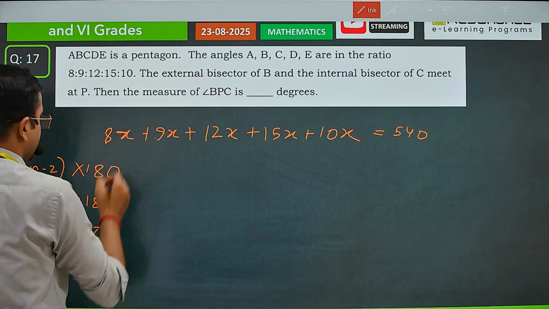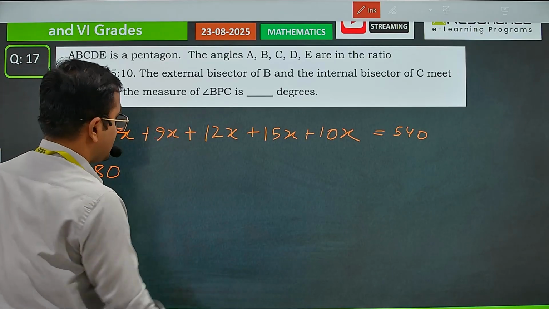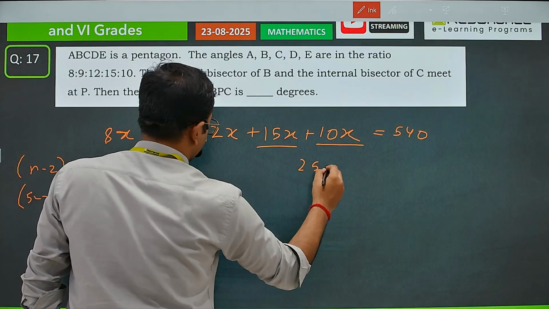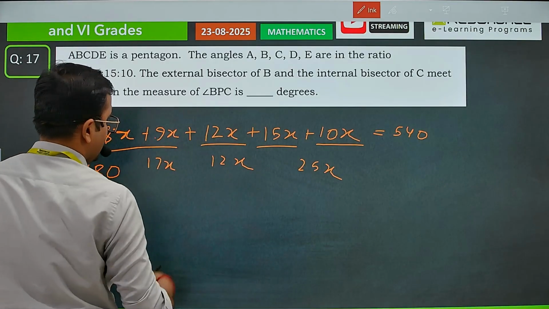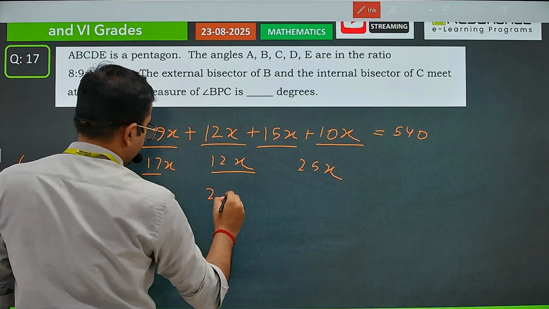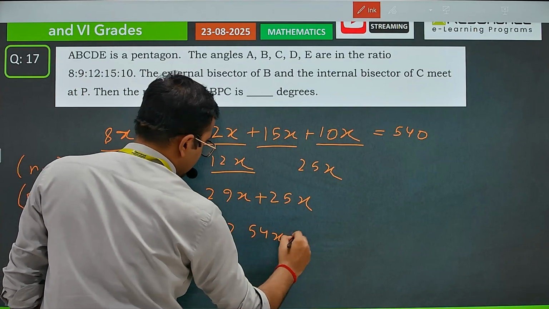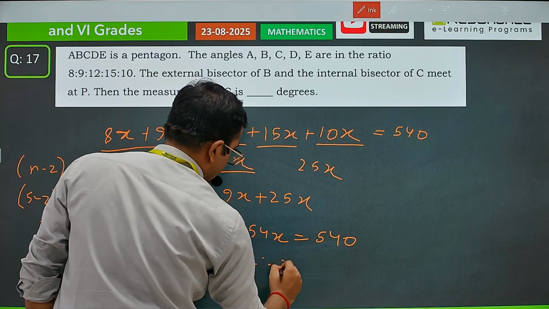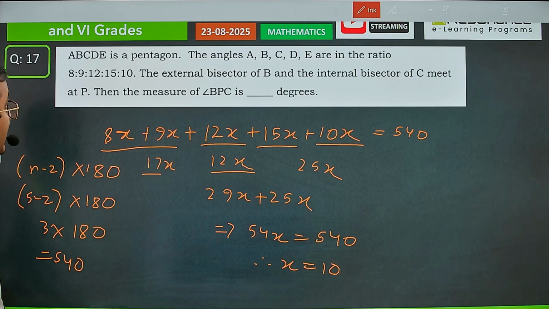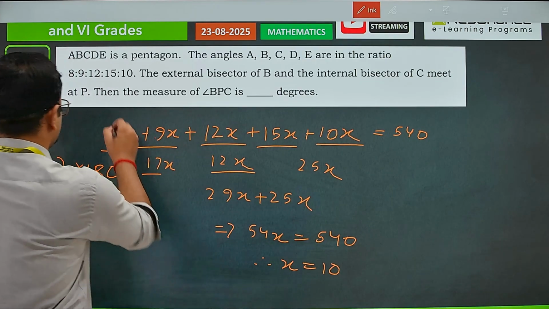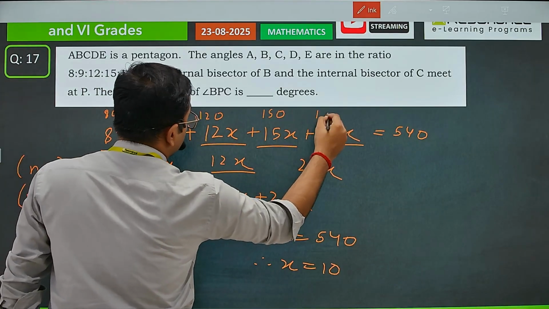And beautifully, just check this, 8 plus 9, that is 17. 17 plus, add these two, this becomes 25x. These two, 17x, this is 12x. Add them up again, 29x plus 25x. Beautifully we are getting 54x, which equals 540. Therefore the x value is 10. Now the moment we get the x value 10, we know the values: 80, 90, 120, 150 and 100.